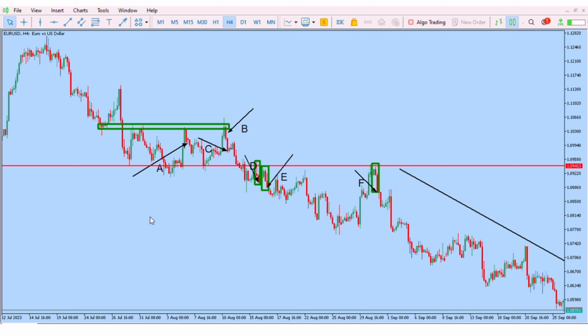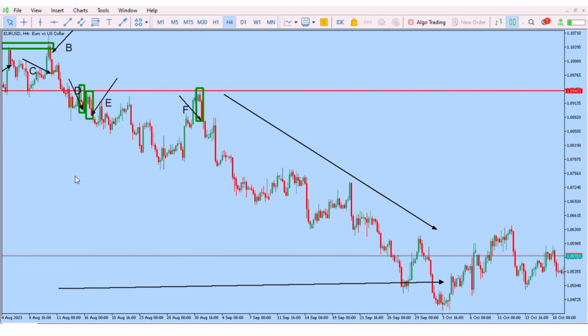Where should you place your take profits? For you to place your take profits, you must observe to know the market's previous lowest lows.